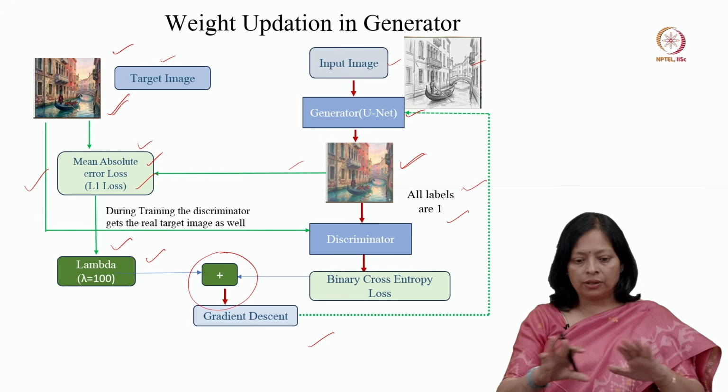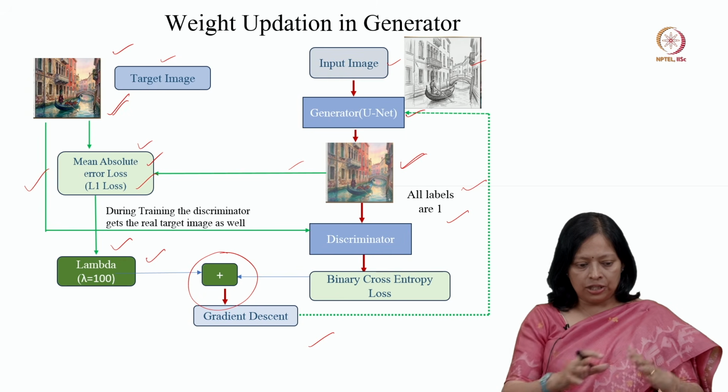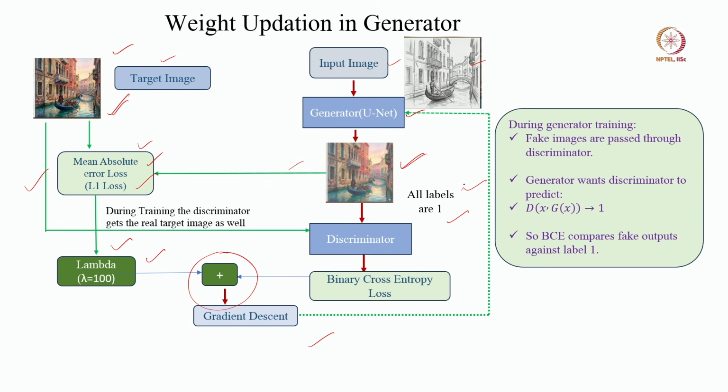Okay. So, this is overall how the weight updation happens in the generator, and what exactly happens in each and every phase. We had a look, and now I am coming to all labels are 1. So, what exactly do I mean by this statement? See, during the generator's training, fake images are passed through the discriminator. We have seen this is the fake image. Now, this fake image is passed through the discriminator. Now, the generator wants the discriminator to predict this as 1. This is D, as we all know, the discriminator's probability score for this generated image, and the generator wants it to be 1 because it wants to fool the discriminator. So, it is labeling all the fake images as 1. So, the binary cross entropy compares fake outputs against the label 1.